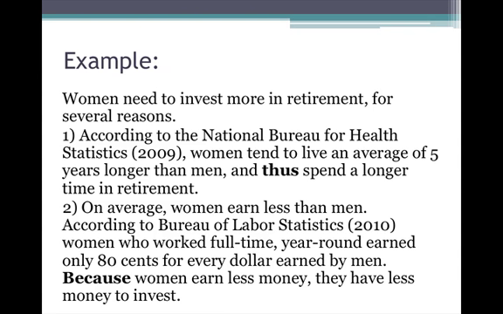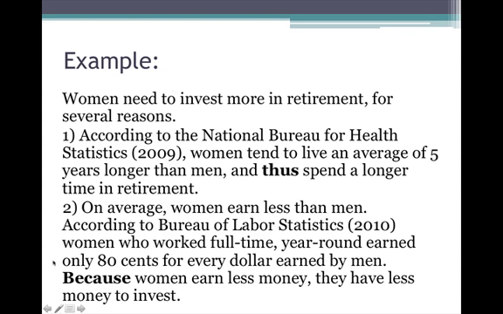But what we have here is actually 2 tiers of support in the extended argument in number 2, because this premise, women earn less money than men, is in fact also a conclusion drawn from this statistic that women earn only 80 cents on the dollar for men. So this premise grounds this conclusion, which in turn becomes a premise to ground this conclusion, and this in turn becomes a premise to ground this conclusion.